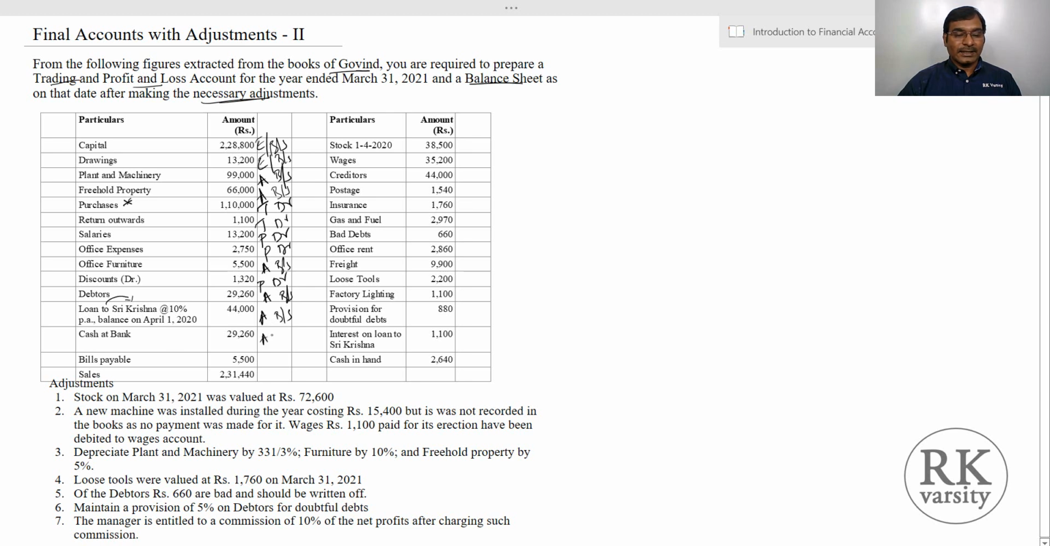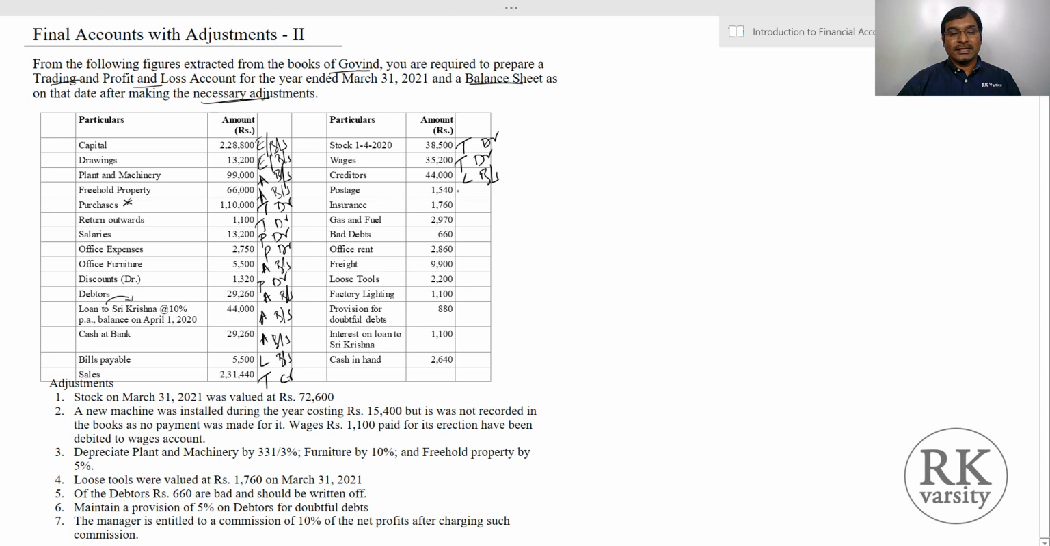Cash at bank is an asset, appears in the balance sheet. Bills payable, so payable is the money you owe, so that is a liability and appears in the balance sheet. Sales go into the trading account credit side. Then stock on 1/4/2020, that is the beginning of stock, that is opening stock, so trading account debit side. Wages is a direct expense, so trading account debit side. Creditors, for whom you have to make a payment, is a liability and appears in the balance sheet.